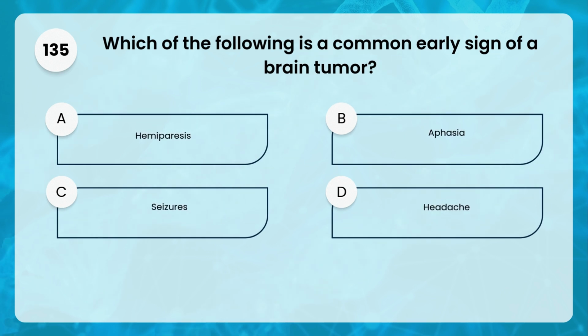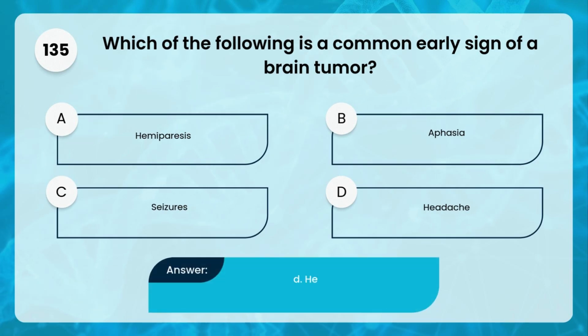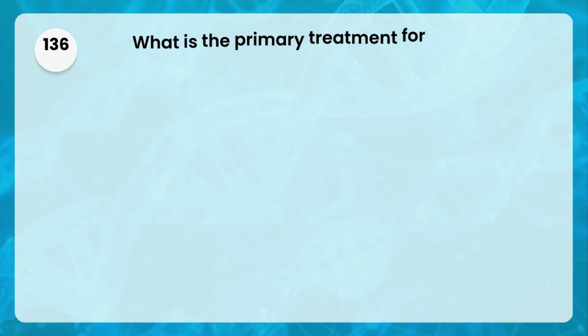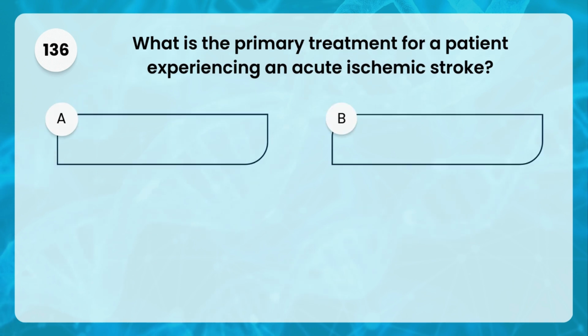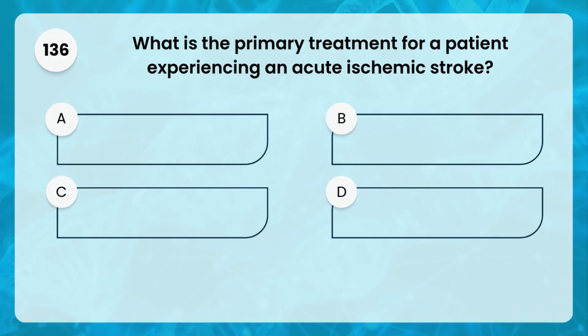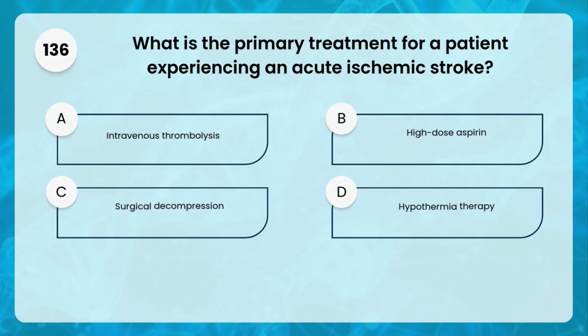135. Which of the following is a common early sign of a brain tumor? A. Hemiparesis, B. Aphasia, C. Seizures, D. Headache. The answer is D. Headache.